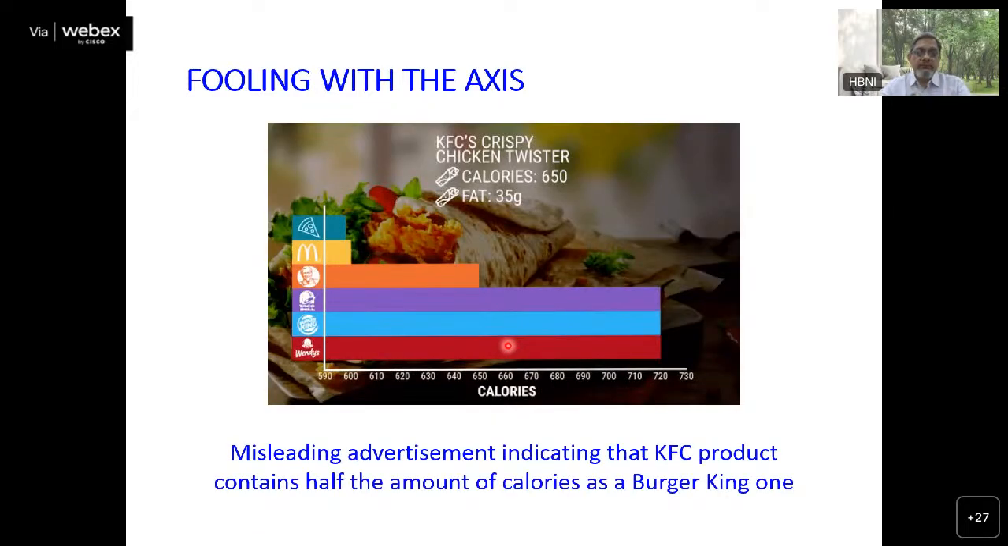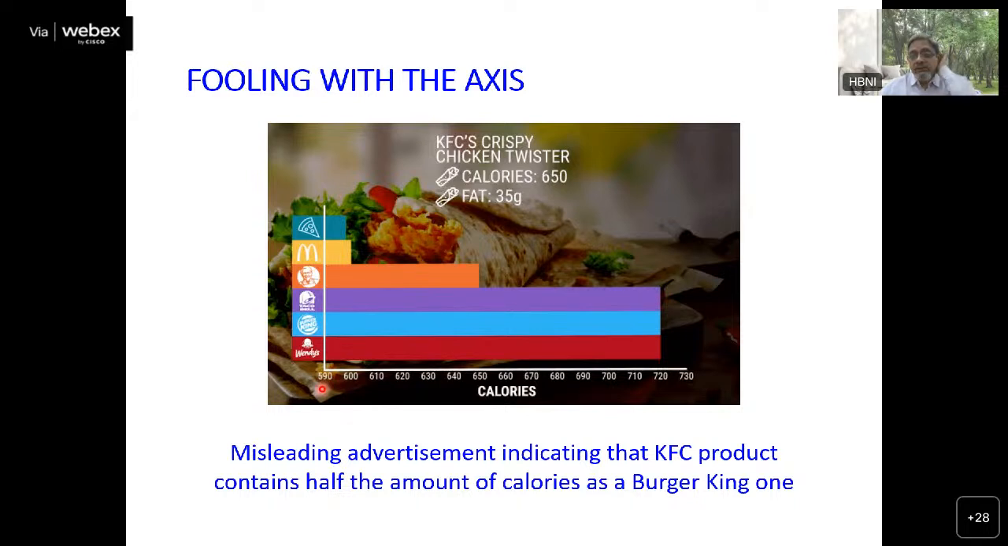This is another example, something which is used very often by companies. A person who looks at this first will just read this value, some KFC item, calories is 650. So KFC is showing 650, and its competitors are showing twice the value. So you feel that this is 650 and this could be 1300. But in reality, if you look closely here, the x-axis starts at 590 and not 0.